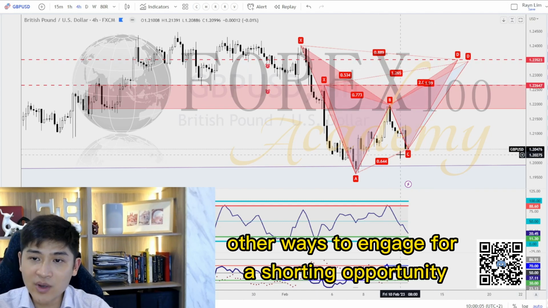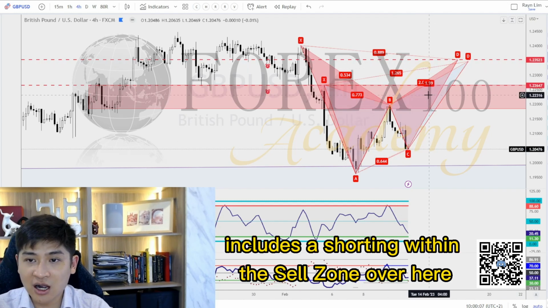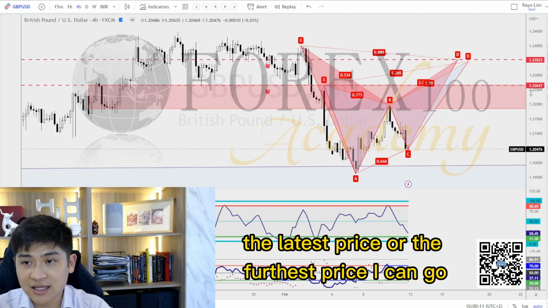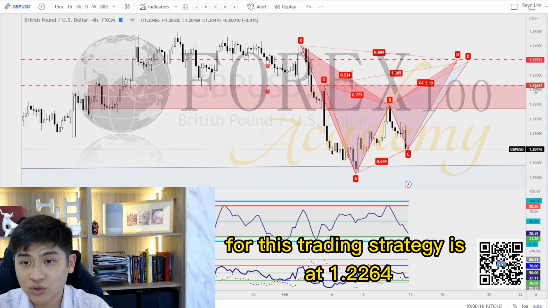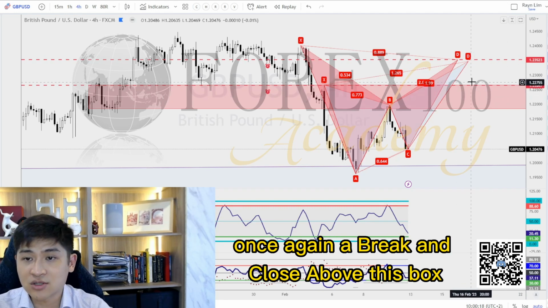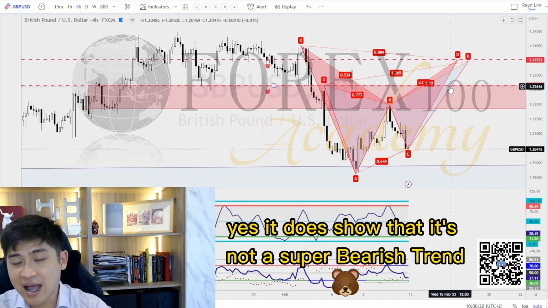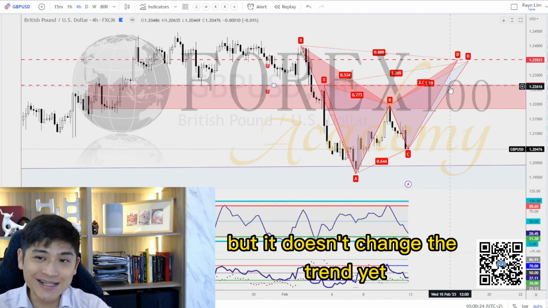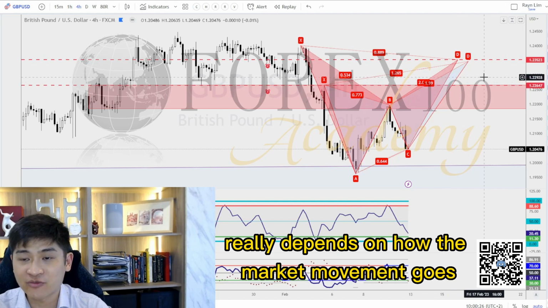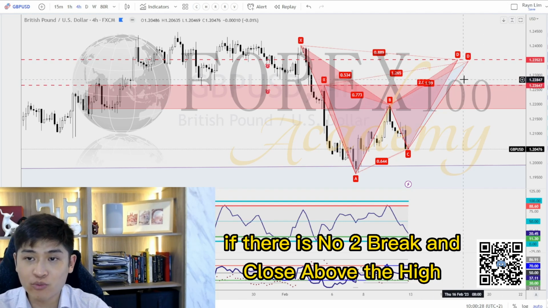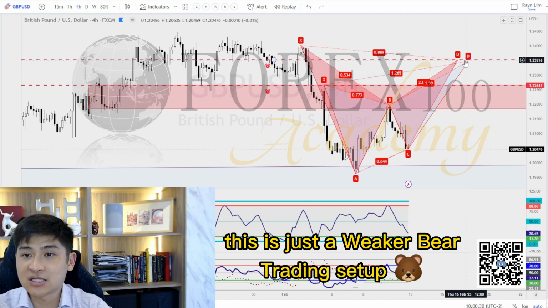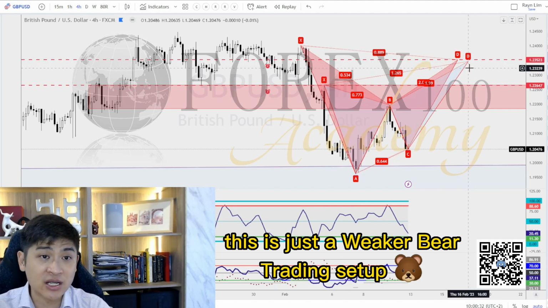All right, other ways to engage for a shorting opportunity include shorting within the sell zone over here. The furthest price they can go for this trading strategy is at 1.2264. Once again, a break and close above this box does show that it's not a super bearish trend, but it doesn't change the trend yet. It really depends on how the market movement goes. If there is no break and close above the high, this is just a weaker bear trading setup.